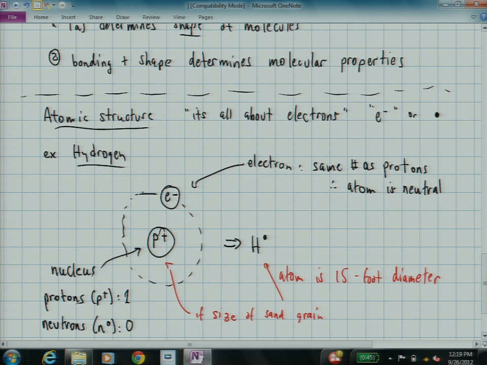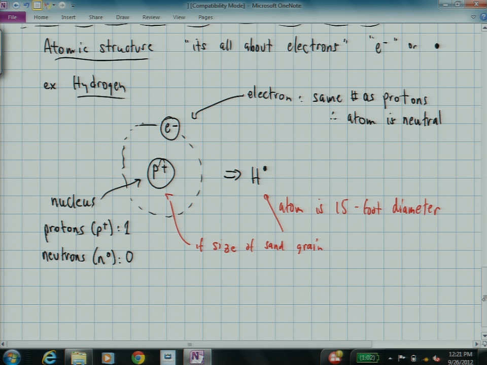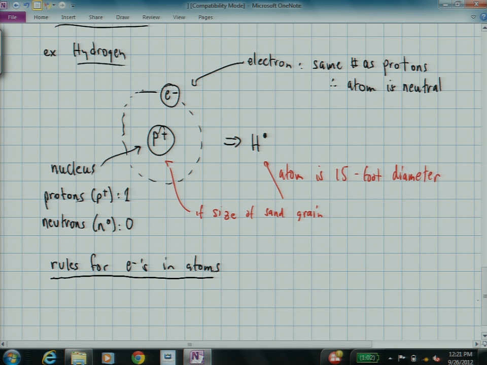So let me go further. So what about more complicated atoms? So the rules for electrons in atoms. Because again, why do we care about this? Because if you know where the electrons go, you know the structure of the atom, you can predict its properties. So number 1, they orbit the nucleus in shells.